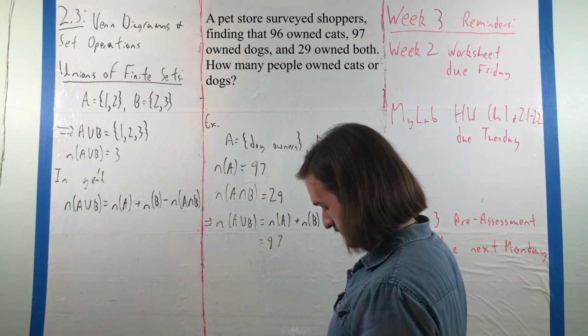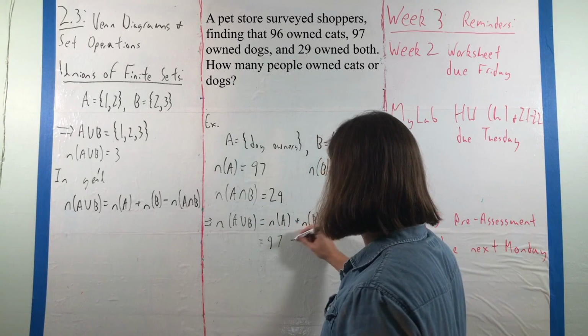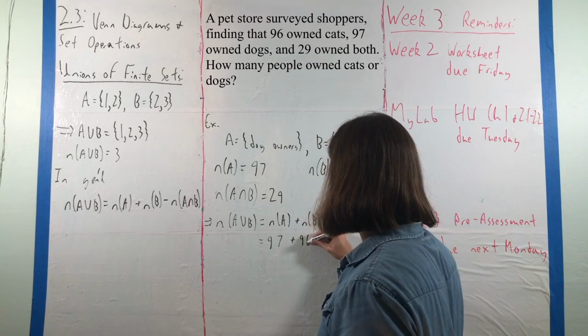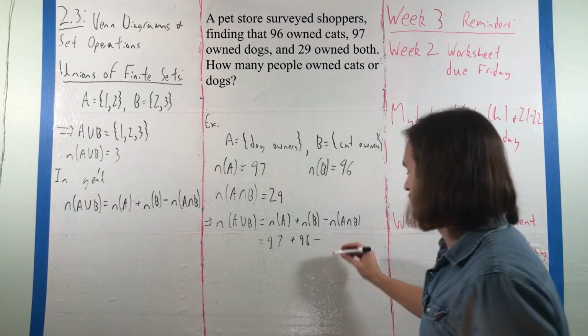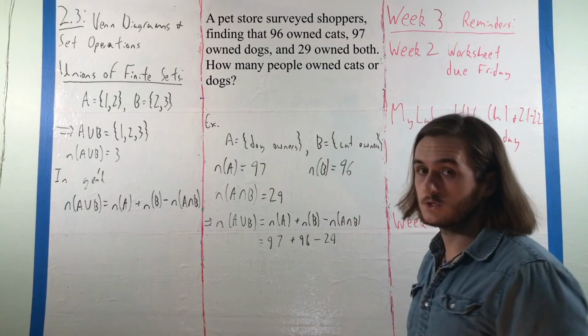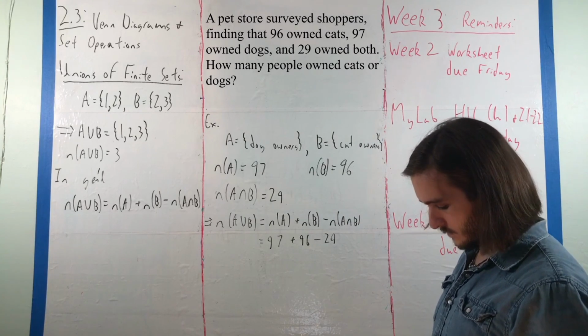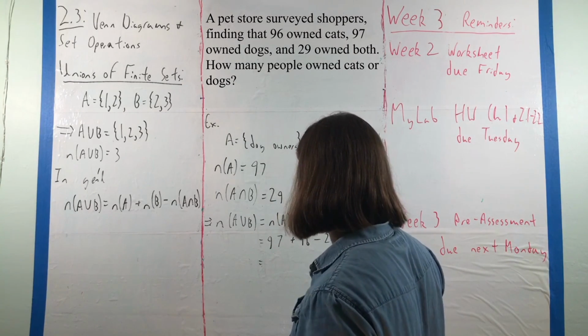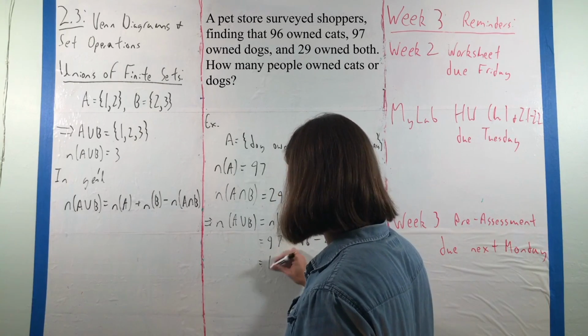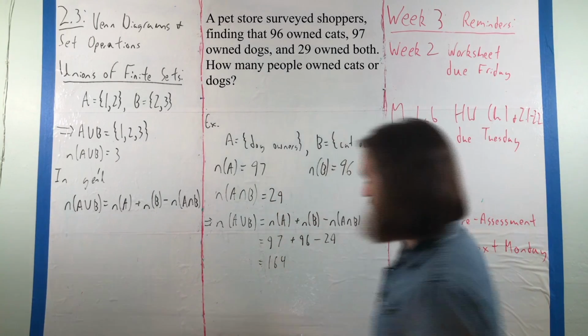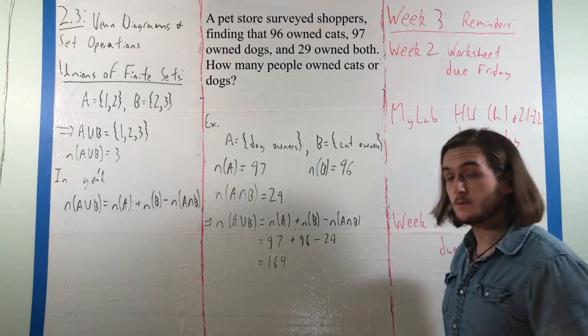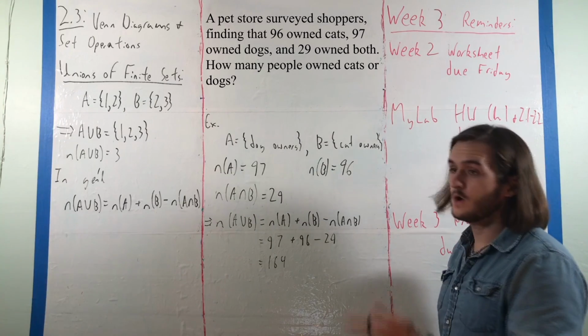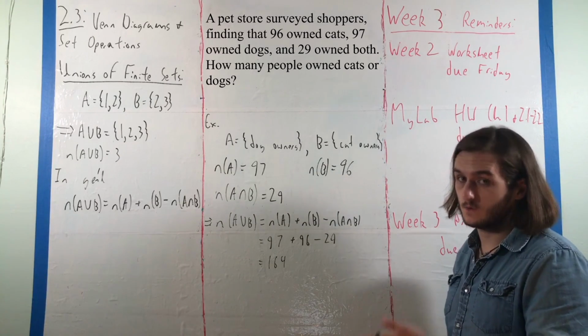So we get 97 plus 96 minus 29, for a total of, assuming I can do math, 164 people. So, 164 people own either a cat or a dog.